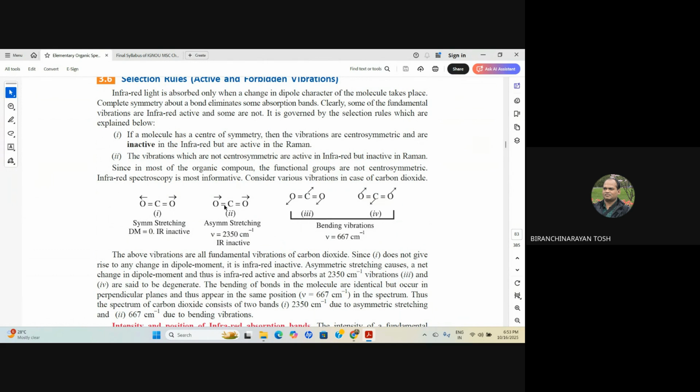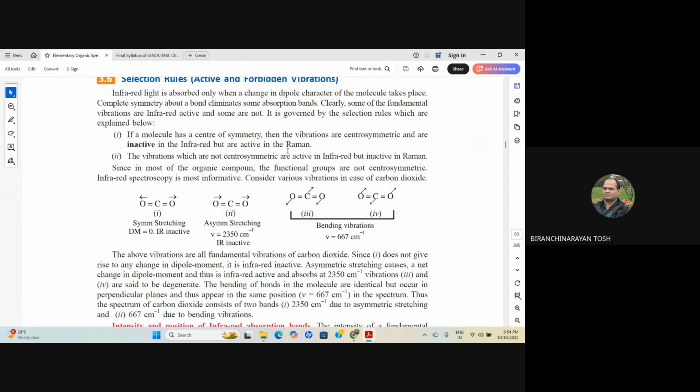Okay, so 4 types of vibration. It may be active or inactive. That is a different thing, because if it is IR inactive, it should be Raman active. Both are opposite. The compound which is IR inactive will be Raman active. See, if a molecule has a center of symmetry, then the vibrations are centrosymmetric and are inactive in infrared, but are active in Raman.